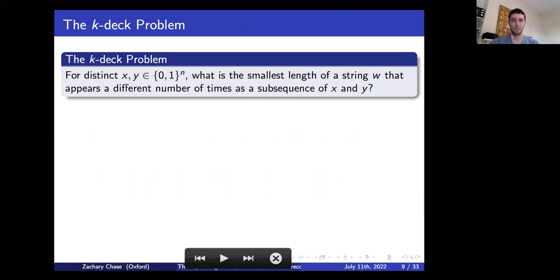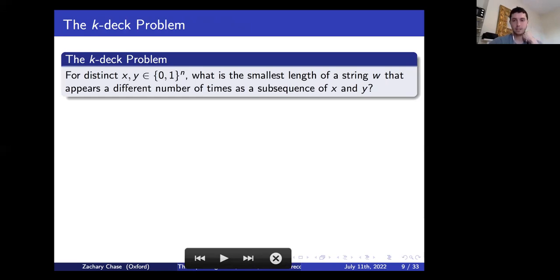Okay, so I'll quickly go through the other two problems. I don't want to throw too much at everyone, but I'll say the two problems, what's known, and then we'll talk about the common approaches and how they come together.